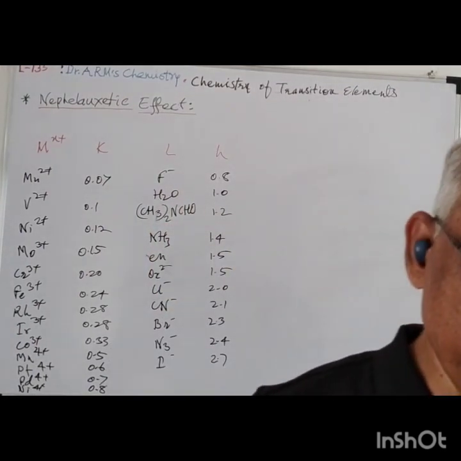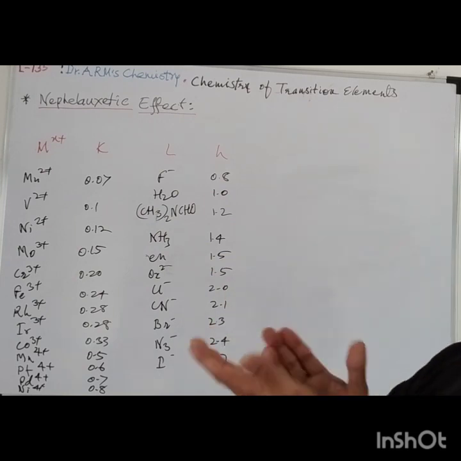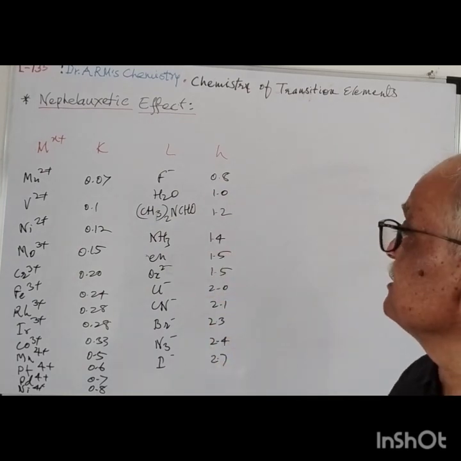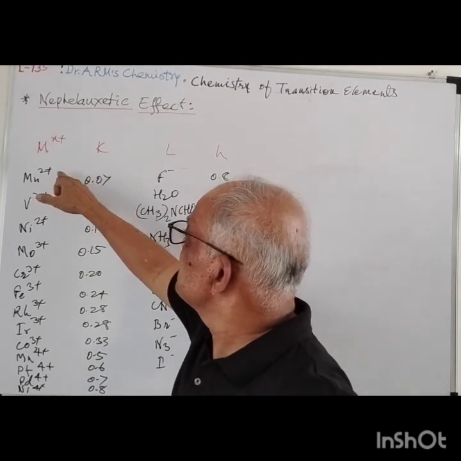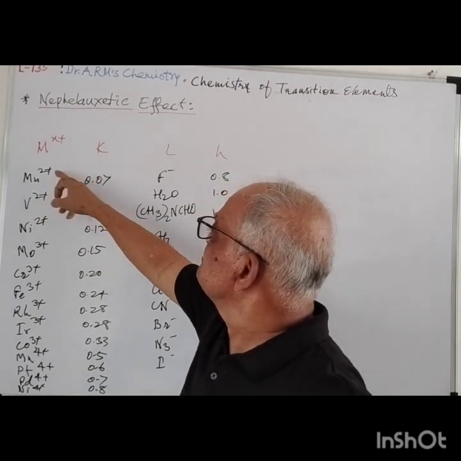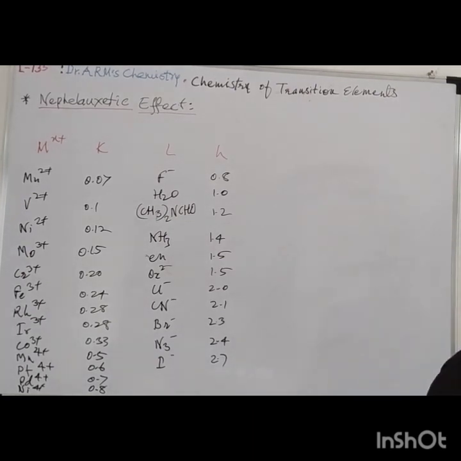So you can watch this table, that is metal ion and ligands. So the K values are Racah parameters for these metal ions and H values for ligands.